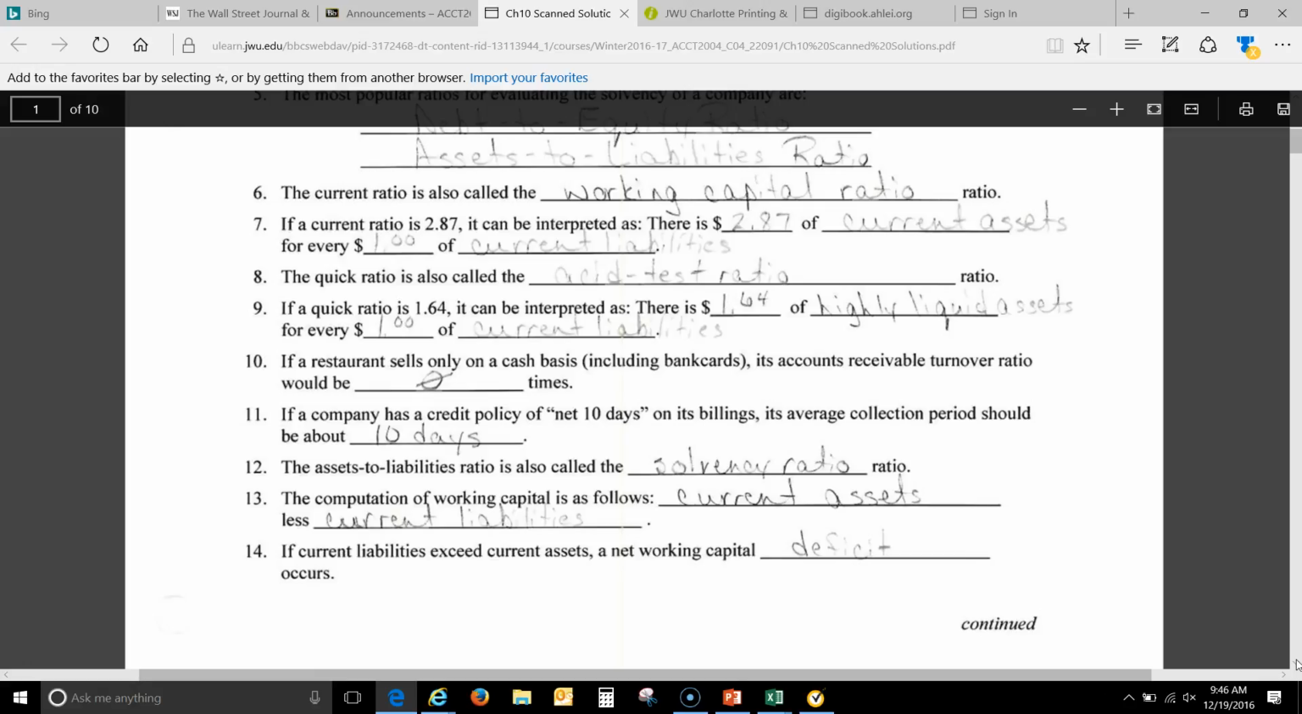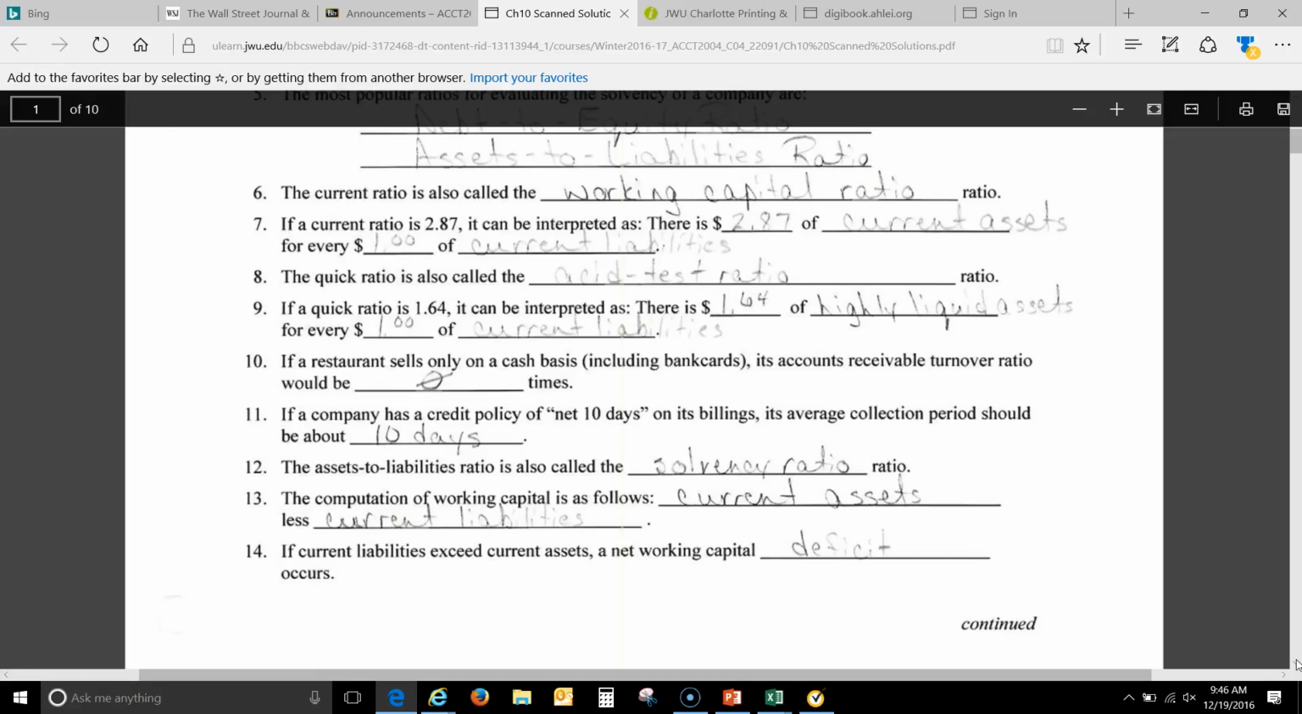If a company has a credit policy of net 10 days on its billings, its average collection period should be about how long? 10 days. That's so straightforward, it's throwing you off. Okay. So again, number 11, if a company has a credit policy of net 10 days on its billings, its average collection period should be about 10 days.